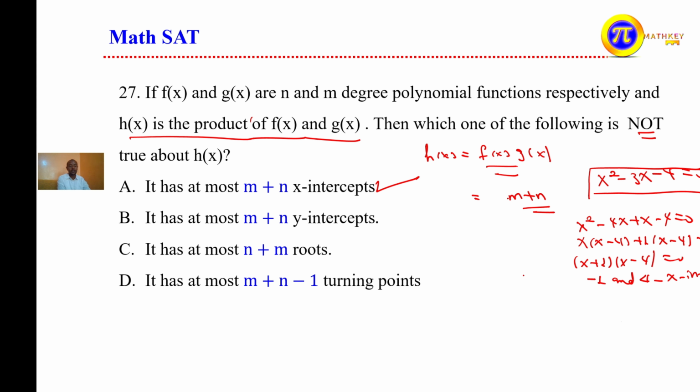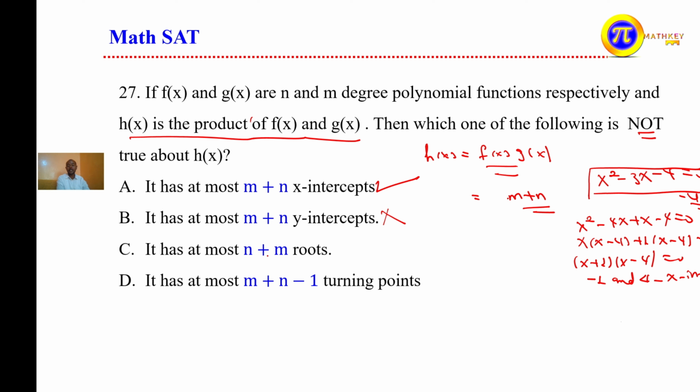If that's so, it has a maximum of 2 x-intercepts. When x is negative 1, y is 0. When x is 4, y is 0. But we don't have different y-intercepts, only the same one. Here we have 1 y-intercept. It is impossible to have m plus n y-intercepts. Whether it is negative 1 or 4, the value of the y-intercept is 0 minus 4, that is minus 4. So it is not equivalent with 2.